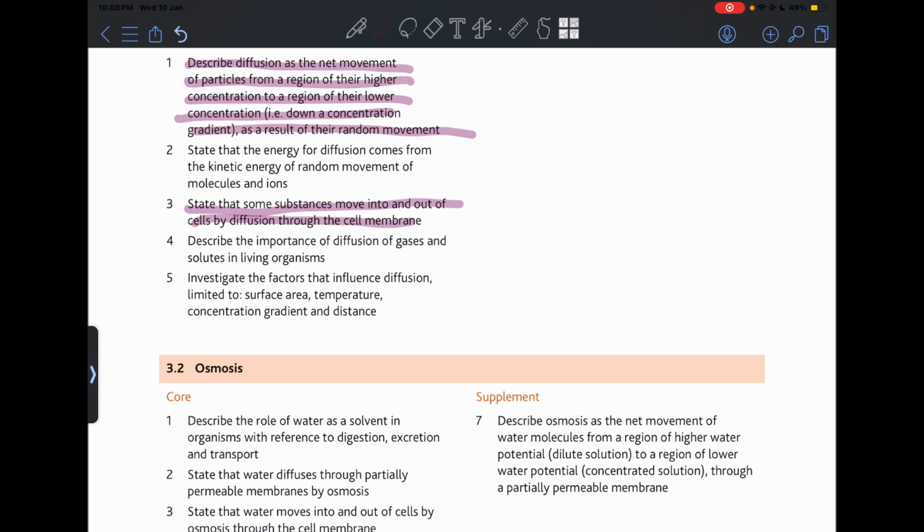What does that mean? This means that you have to know that diffusion is affected by several factors such as surface area. If there is a larger surface area, the diffusion will be slower, and if there is a higher temperature, then there is a higher rate of diffusion. And concentration gradient: if there is a high concentration gradient, there is more diffusion. And distance: if there is a high distance, there is a slower diffusion.